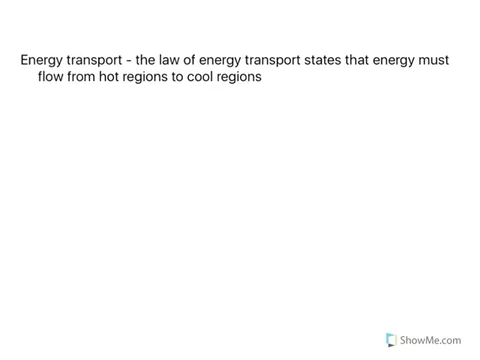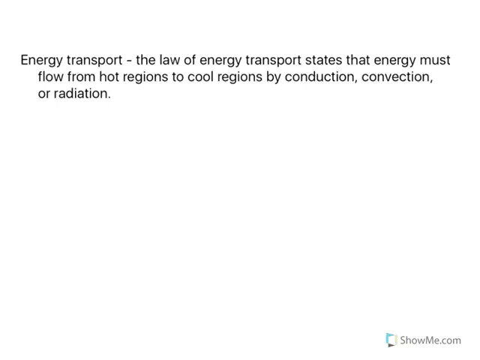In this segment, we're going to talk about energy transport. Let's first look at the law of energy transport. The law of energy transport states that energy must flow from hot regions to cool regions. And there are three ways you can transport energy: by conduction, by convection, or by radiation.